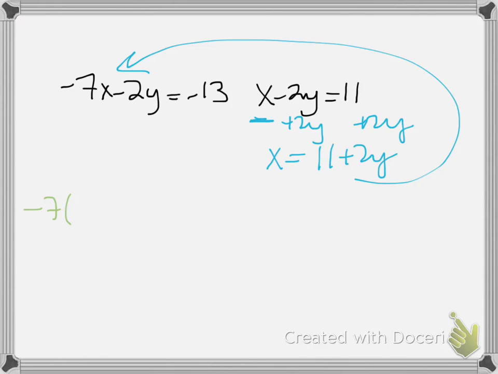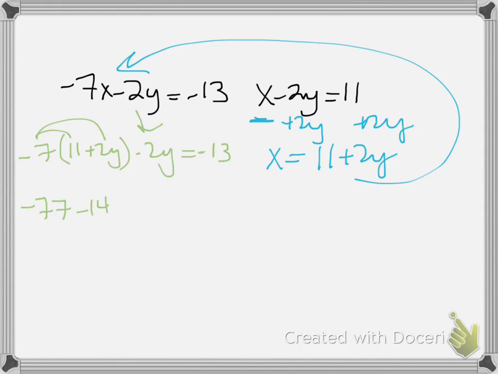So -7 times (11 plus 2y) minus 2y, do not forget about the end here, equals -13. Distribute, so -7 times 11 is -77. -7 times positive 2y is -14y. We still have our minus 2y and our -13. So -77, -14y minus 2y is -16y.